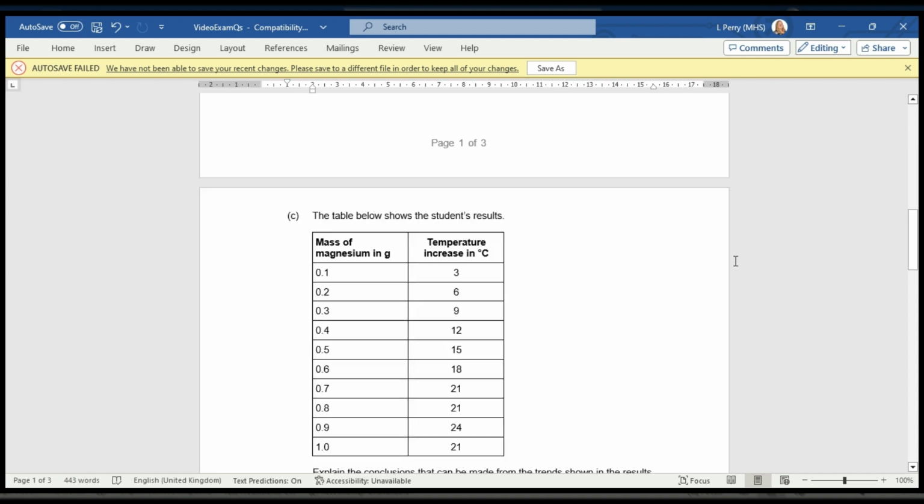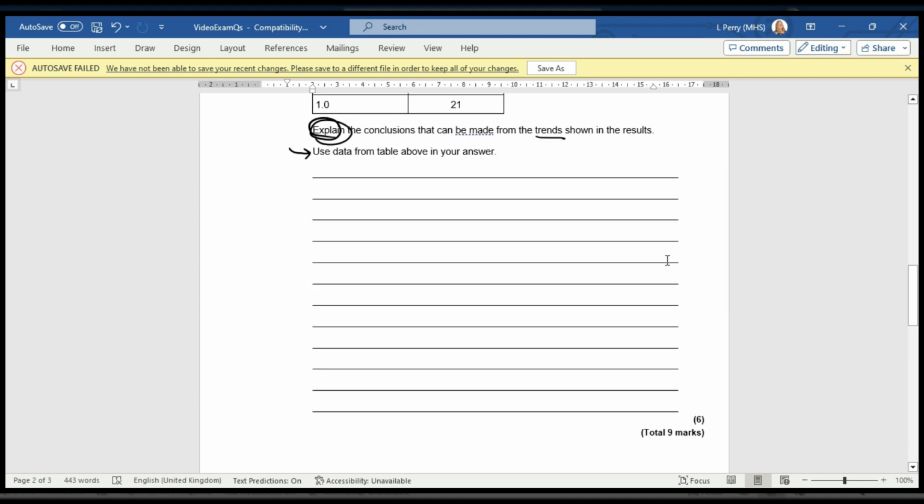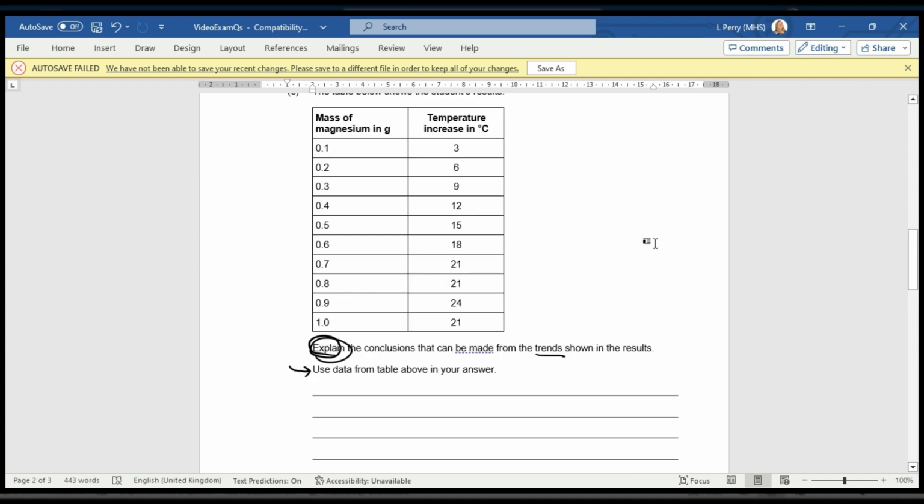Now we then move on. The table below shows the students' results. Explain the conclusions that can be made from the trends shown in the results. Use data from the table in your answer. Now that use data from the table is an instruction. I must use data from the table if I'm going to get full marks on this question. If I don't, I've not followed their instruction, so I've not completed the question. Now, this is a 6-mark question, so I want to put as much as I can.